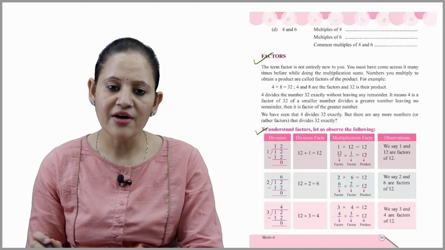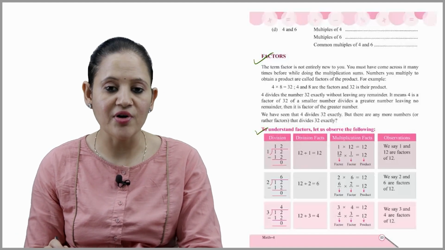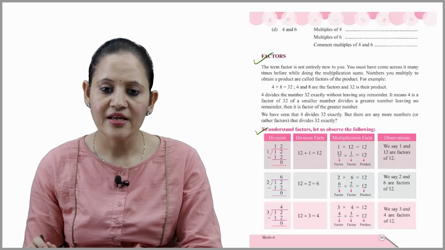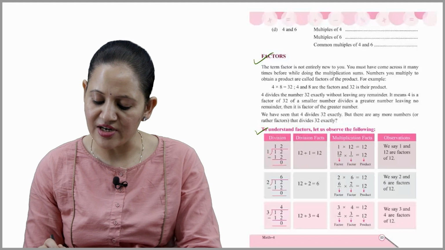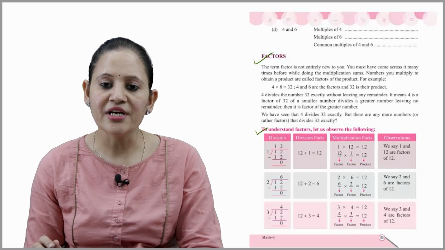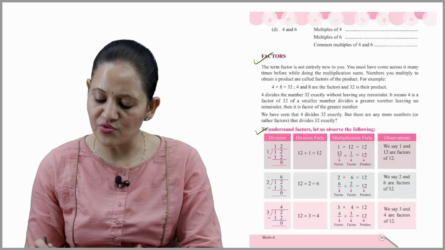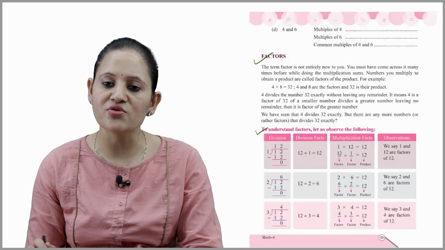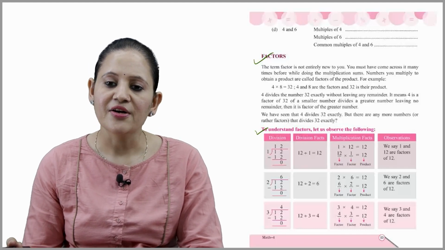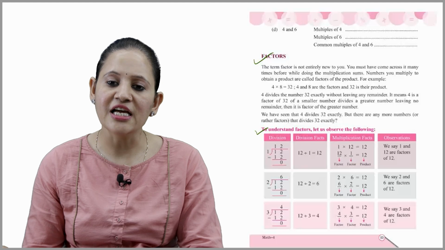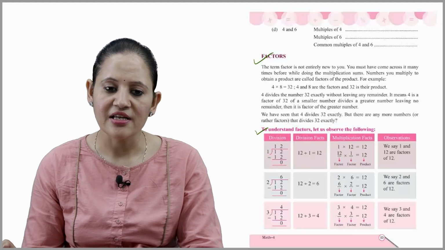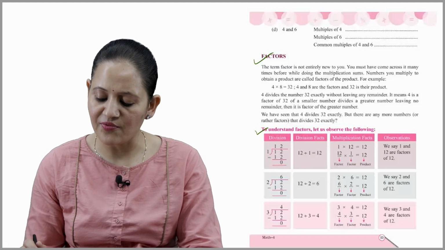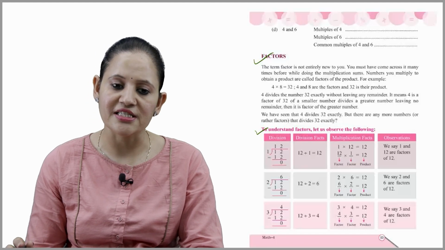Here we have divided 12 by 1, so we'll get 12. Clear? So multiplication fact क्या हो जाएगा? This is a division fact. 12 divided by 1, that is 12. For that, multiplication fact will be 1 into 12, that is 12, and 12 into 1, that is 12. So observation क्या है? We say that the 1 and 12 are the factors of 12. That means हमने क्या observe किया कि 1 और 12 दोनों ही 12 के factors हैं.